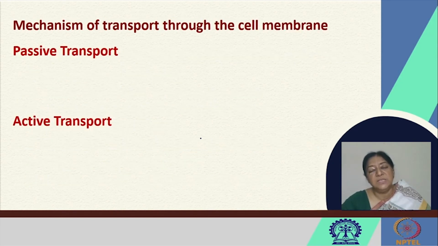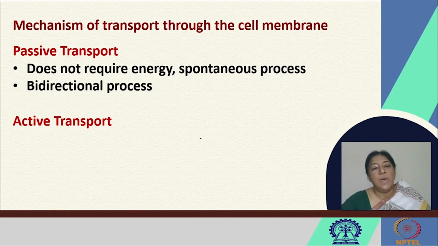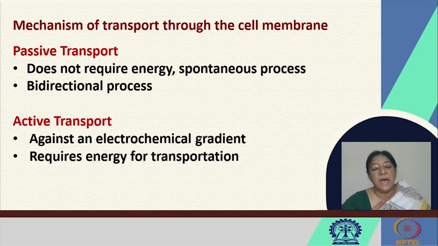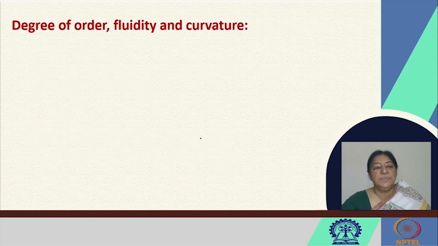In the mechanism of transport through the cell membrane, therefore, it is possible that there is passive transport, where no extra energy is required to bring about this transfer. It is a spontaneous process and commonly a bidirectional process. Active transport, on the other hand, is against an electrochemical gradient, and it requires energy for transportation. We will see what we mean by this chemical and electrochemical gradient as we go on through the lectures.